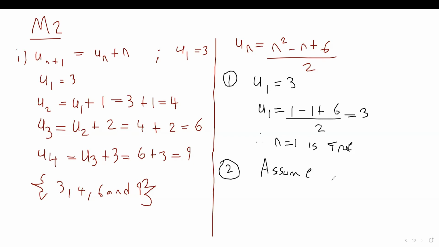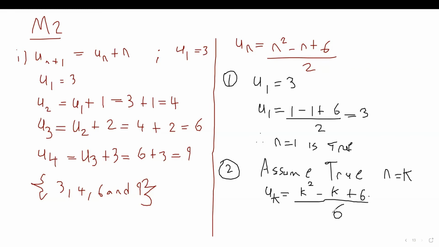Assume true for n equal k. And what we're assuming true, for n equal k, is that u_k is going to be equal to (k squared minus k plus 6) over 2. That is what we're assuming.